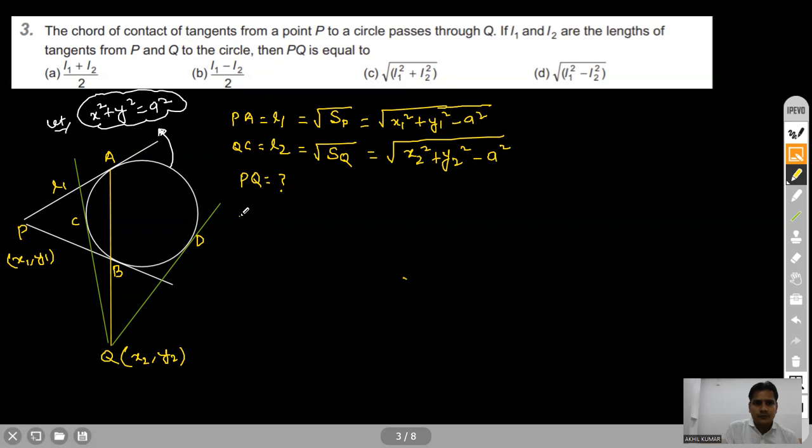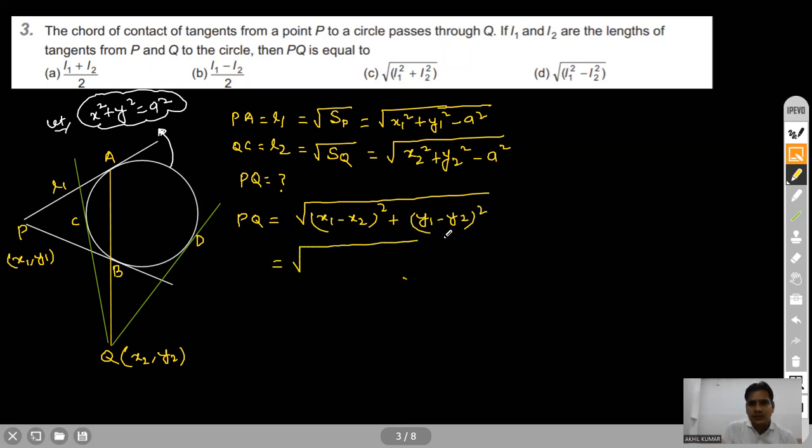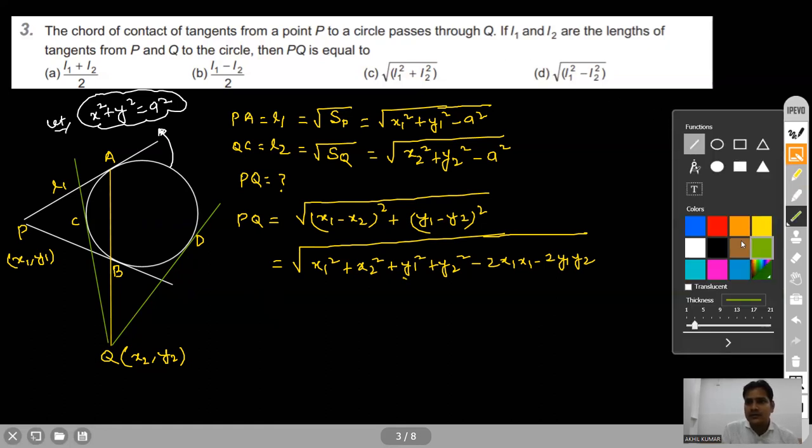And what will be PQ? PQ is nothing but the distance between these two points. So this is nothing but x1 minus x2 whole square plus y1 minus y2 whole square. Let's open it. It will become x1 square plus x2 square plus y1 square plus y2 square, minus 2x1x2 and minus 2y1y2, right? Whole thing will be under root. One more thing is given here. If you observe, let me read this.